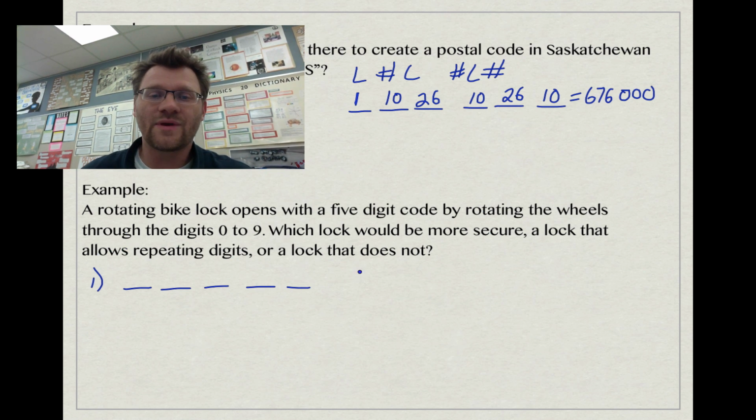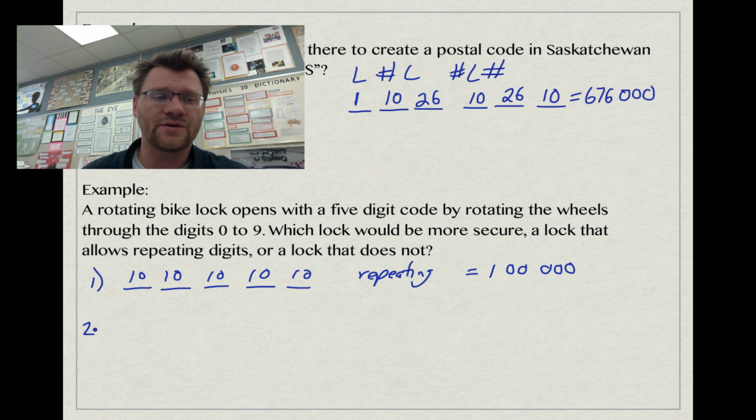So if we did this one as repeating, that means that this could be a 1, 1, 1, 1, 1, or a 2, 2, 2, 2, 2, or it could be any number of options with each of those digits. So that means we have 10 across the board because we can repeat. And that means with repeating, there are 100,000 different lock combinations.